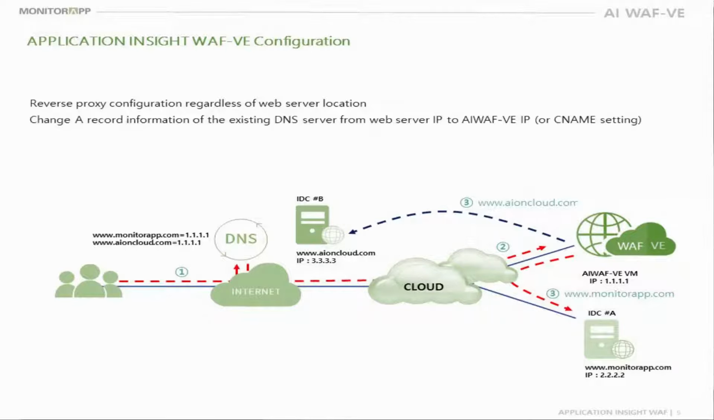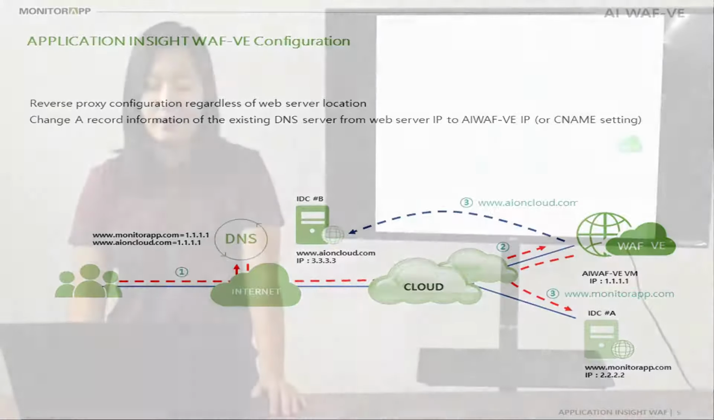So this is our AIWAF-VE configuration. Basically what you would have to do is change your DNS setting to route to our Web Application Firewall, and all your traffic will filter through our Web Application Firewall and then safely make it to your server and, you know, make it back.